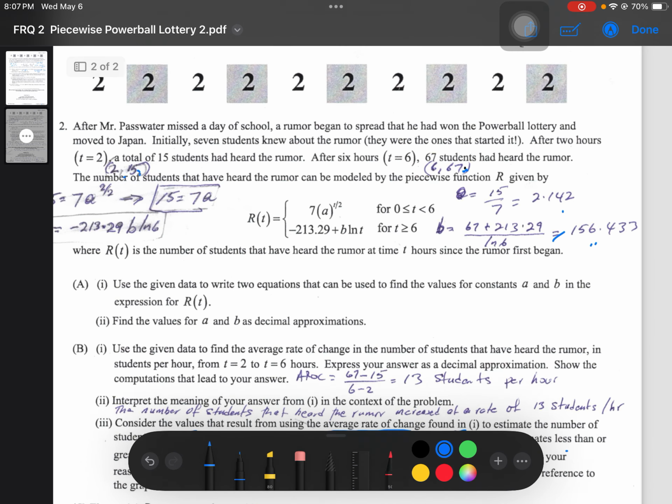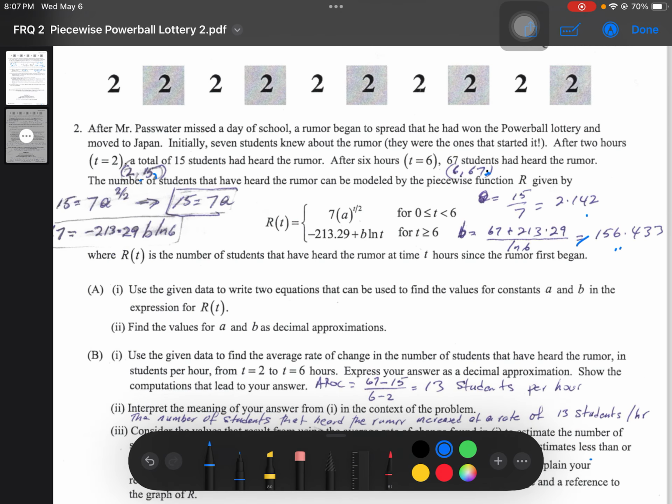If I go back up here now, we notice that between 2 and 6, that's in this part of the domain right here. So therefore, I'm going to use this graph. And if you look at it now, this is an exponential, right? It is 7 times a to the t minus 2. That's the exponential right there.